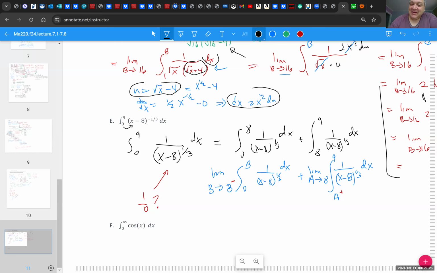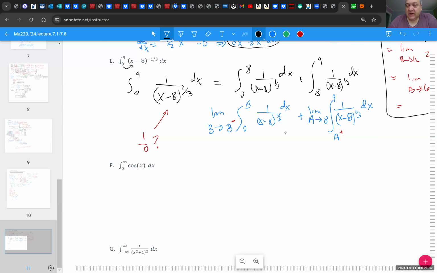Okay. So now we need to compute these two limits and integrals. We get 1 over (x minus 8) to the 1/3. We're going to do this using a u substitution. We're going to get rid of that x minus 8. And fortunately, du and dx are the same. So these end up being much easier to integrate with a very simple u substitution.